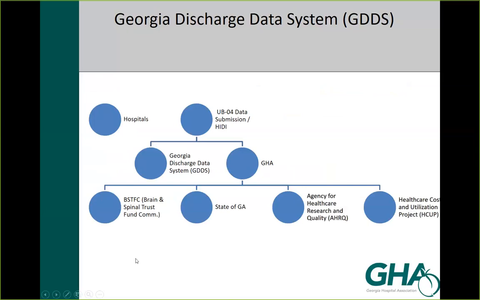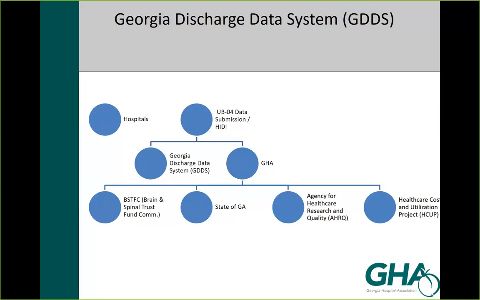Our vendor is HIDE, and hospitals upload their data in the UB04 format into HIDE. It is then processed. There are validation checks that are performed automatically to validate zip codes, diagnosis codes, and procedure codes. All of the data is run through many validation checks automatically when it is uploaded. After it is processed and validated, it is then deemed the Georgia Discharge Data System.